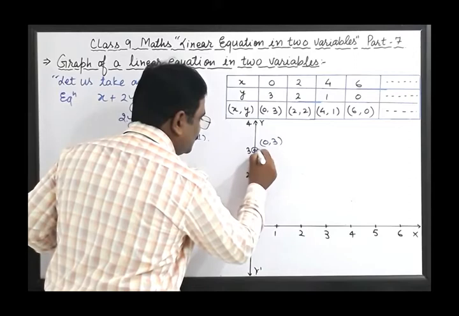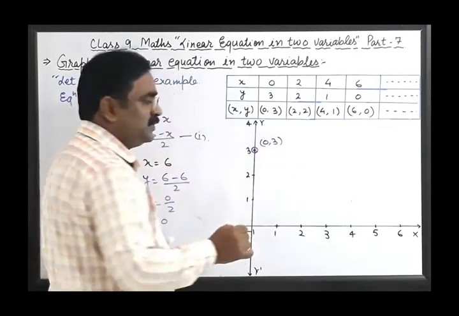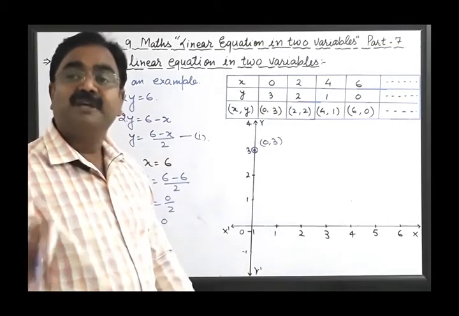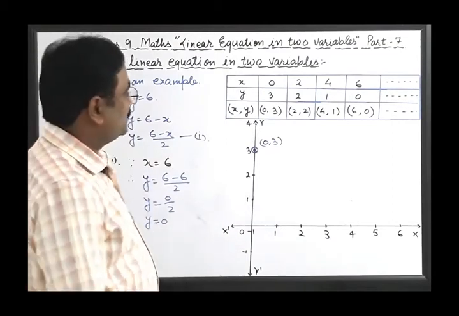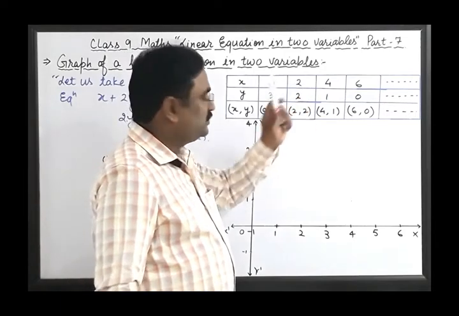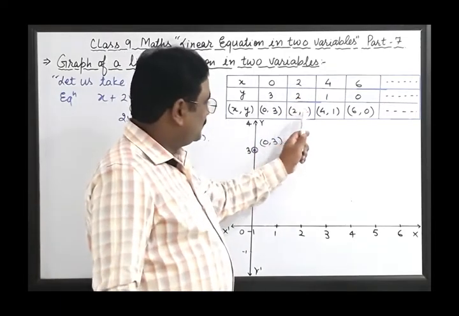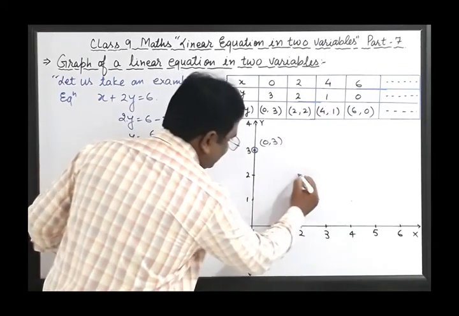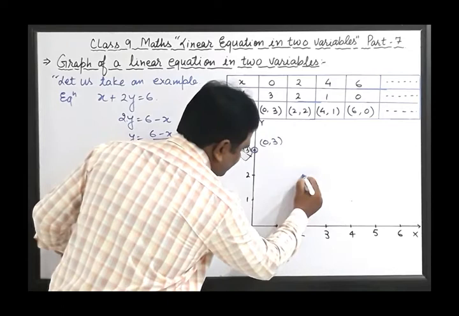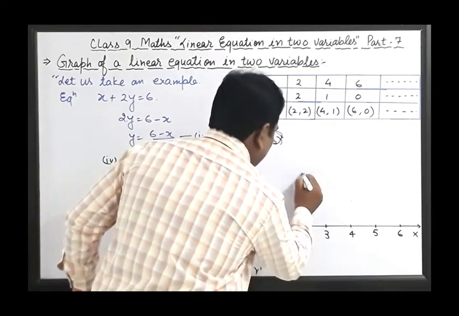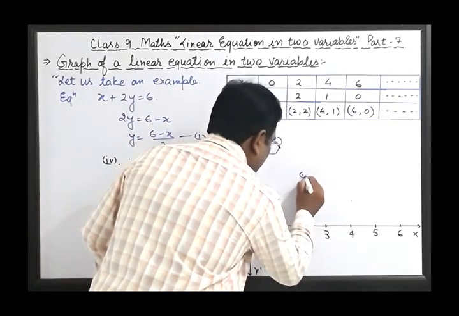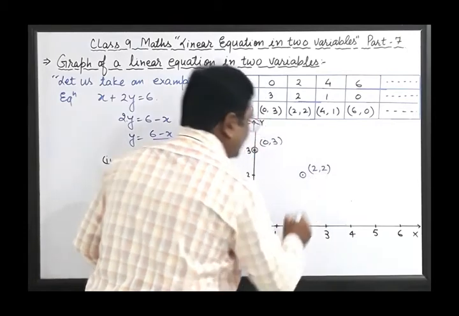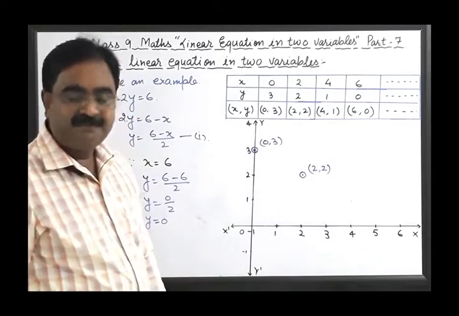ठीक है बच्चों, तो इस पॉइंट को आप सर्कल कर दिया कीजिए. So इससे ये पॉइंट क्या होता है, हाईलाइट होता रहता है. Now second point is 2, 2. So 2 on x-axis as well as 2 on y-axis. So this is the point which is 2 and 2 whose coordinates are 2 and 2. Right बच्चों?